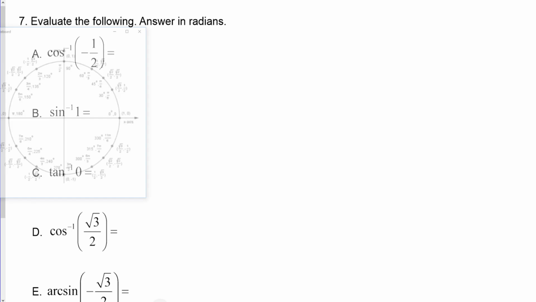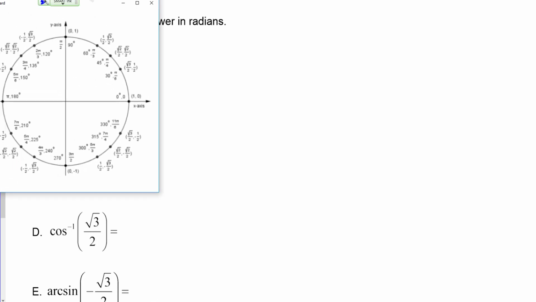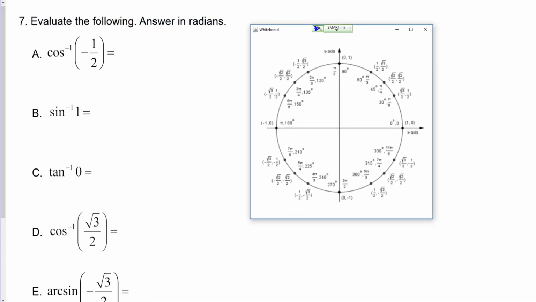So let's get started. Here's my unit circle. The arc cosine of negative 1/2, so I'm just looking to where x is negative 1/2. So there we have it. And that's at 2 pi over 3. The arc sine of 1. So that's where y is equal to 1. So that's at pi over 2.